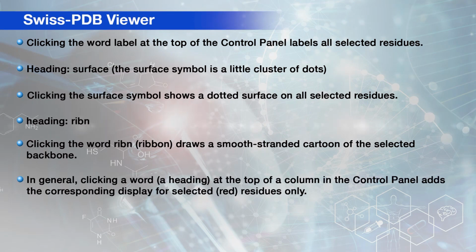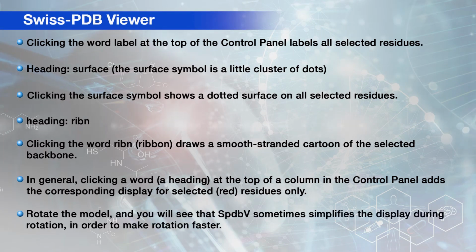In general, clicking a word, a heading at the top of a column in the control panel, adds the corresponding display for selected red residues only. Rotate the model and you will see that SPDBV sometimes simplifies the display during rotation in order to make rotation faster. In this case, Deep View removes surface displays and reduces the ribbon to one standard during movements.